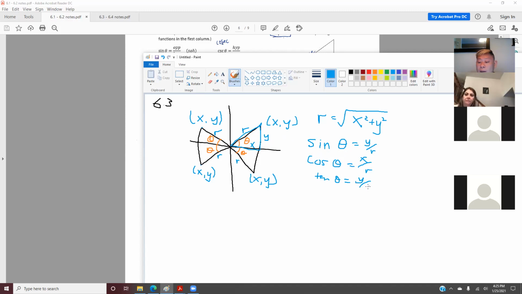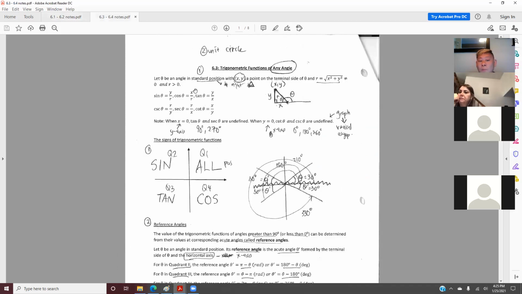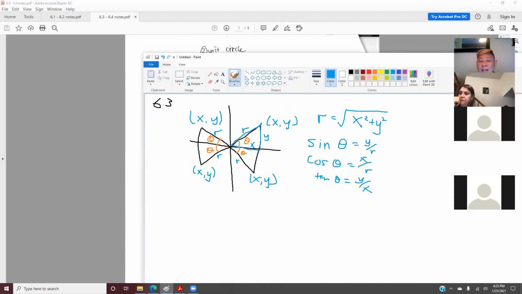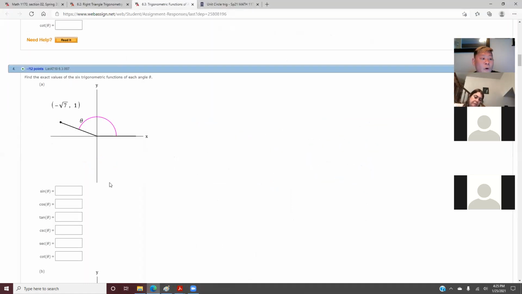So this is how they got the formulas you see in 6.3. When you look at 6.3, the first thing you notice is this formula pop up, and they got it using the triangle I just showed you. You can use just any triangle, and then the secant, cosecant, and cotangent, you just invert, reciprocal it. So let's say you want to try question number 4 here.